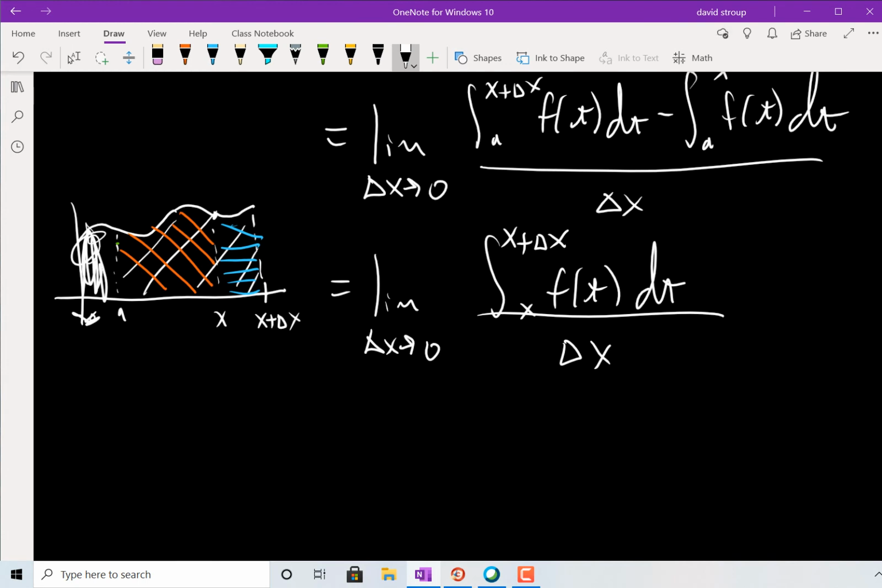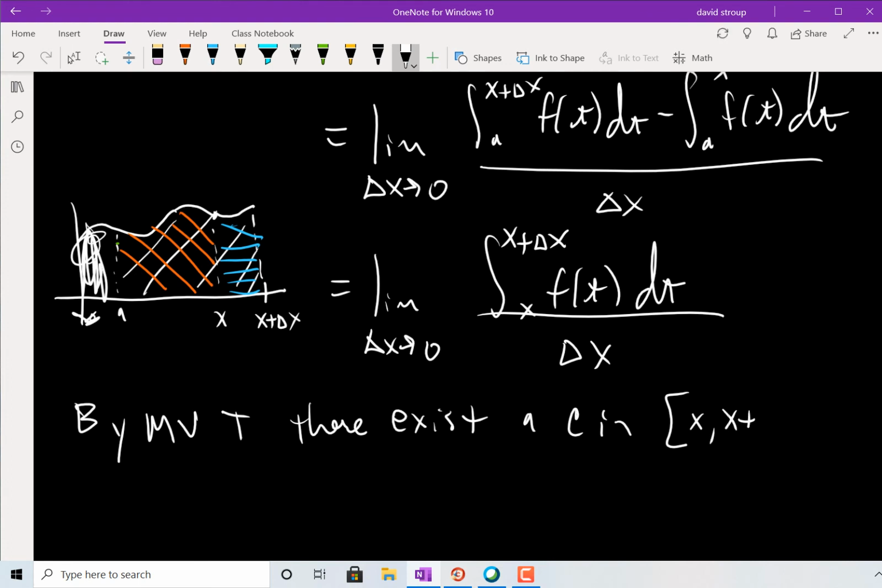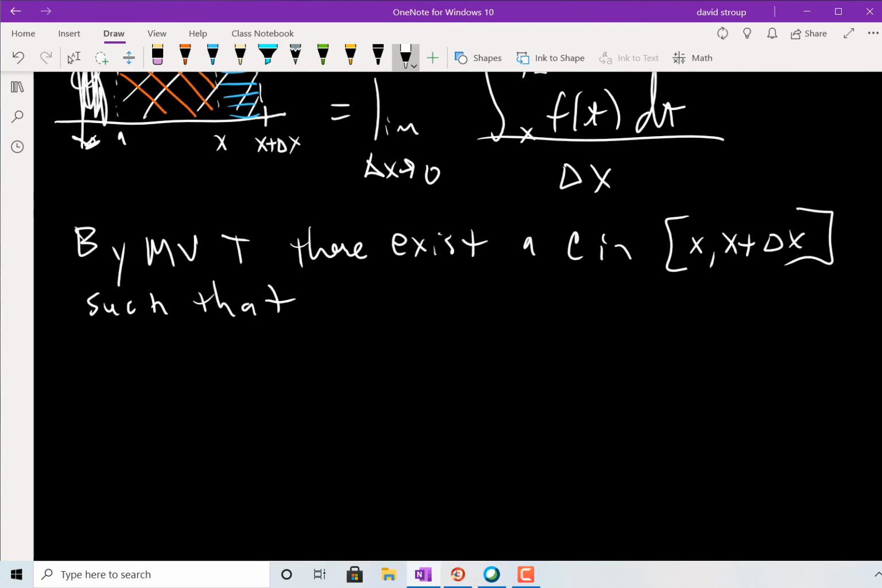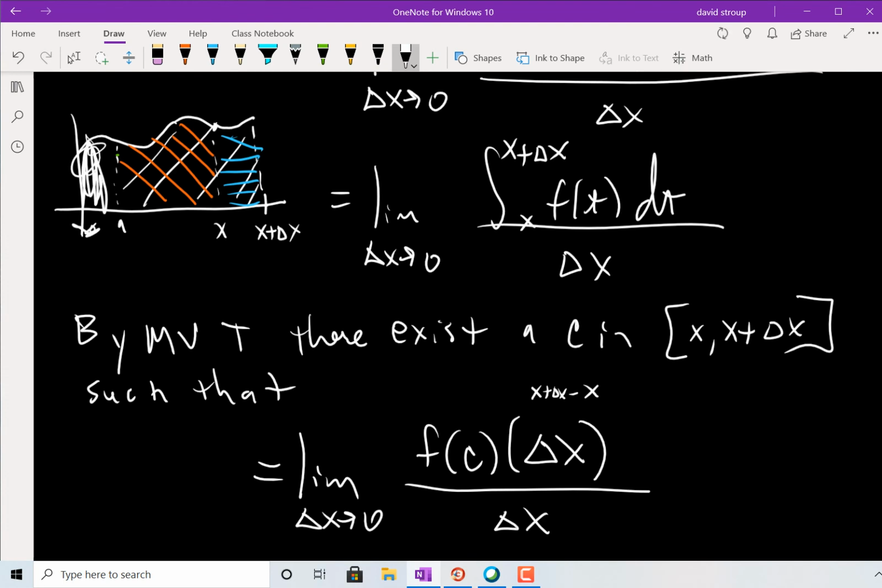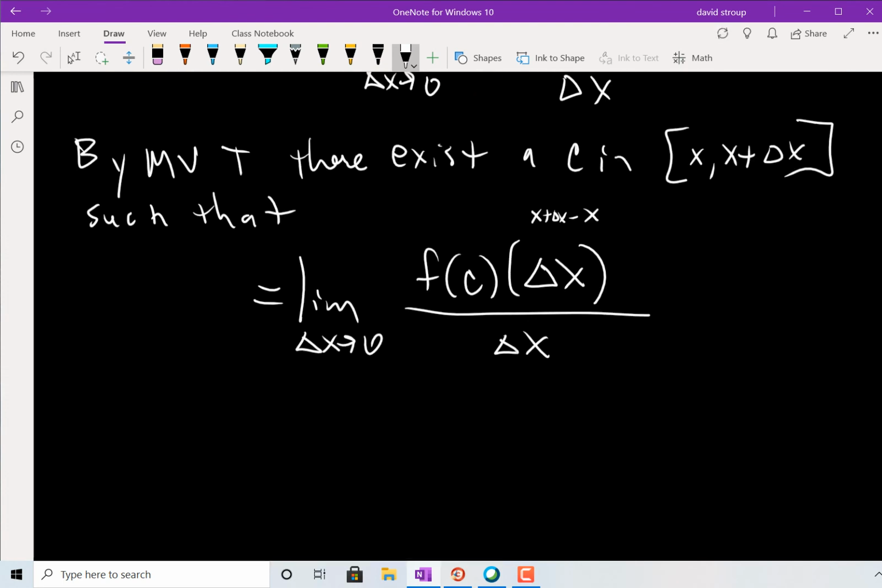Now I want to use the mean value theorem. By the mean value theorem, there exists a c value in the interval from x to x plus change in x such that the integral in the numerator there can be replaced with f of c times the difference between the two endpoints of that interval. So we'll have the limit as change in x goes to 0 of f of c times x plus change in x minus x, which is just change in x. So this is change in x all over change in x, and that simplifies into just the limit as change in x goes to 0 of f of c.